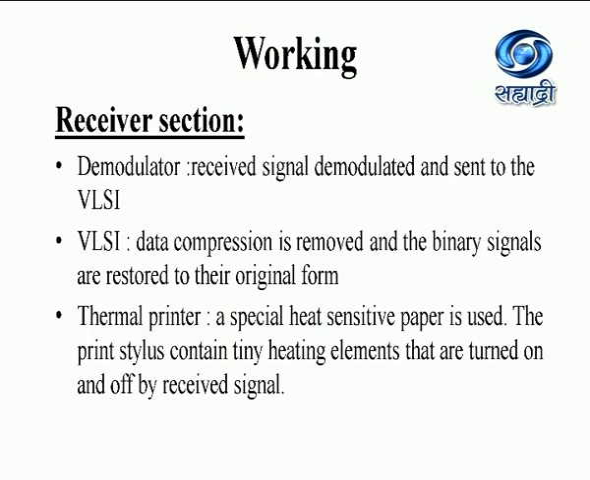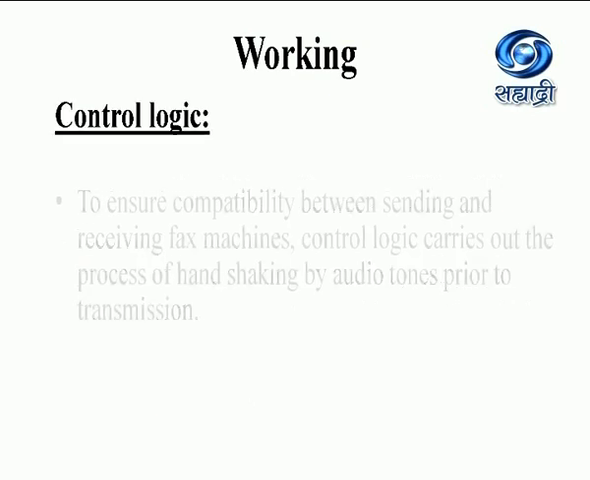The demodulator receives the signals, demodulates them and sends them to the VLSI. Again, VLSI is used for data compression. Data compression is removed and the binary signal is restored in the original form, and it is fed to the thermal printer. A special heat sensitive paper is used. The print stylus contains tiny heating elements that are turned on and off by the received signals.